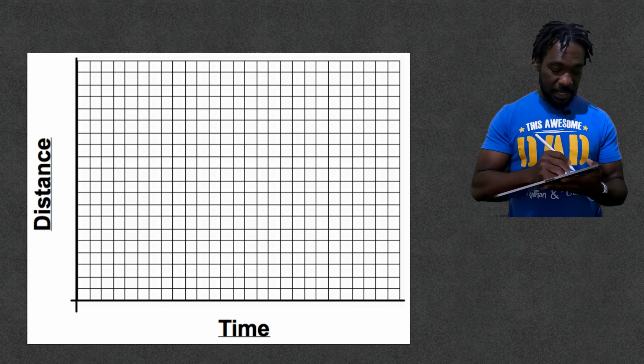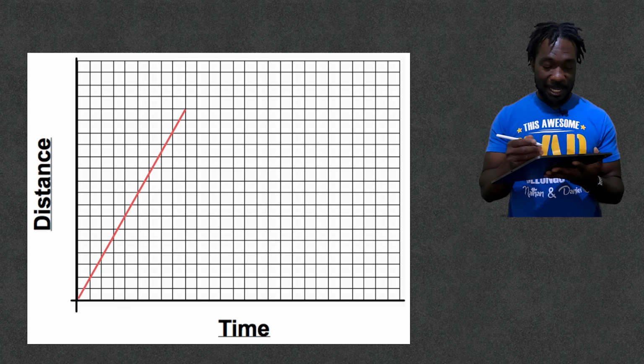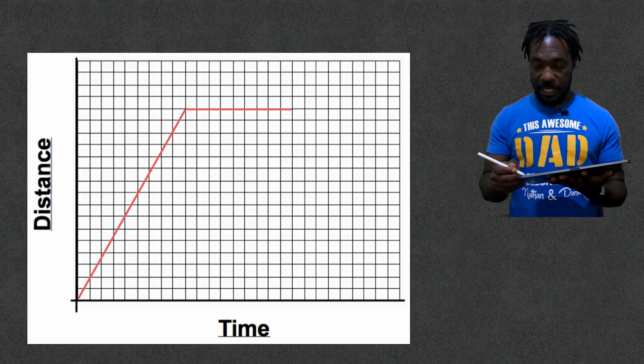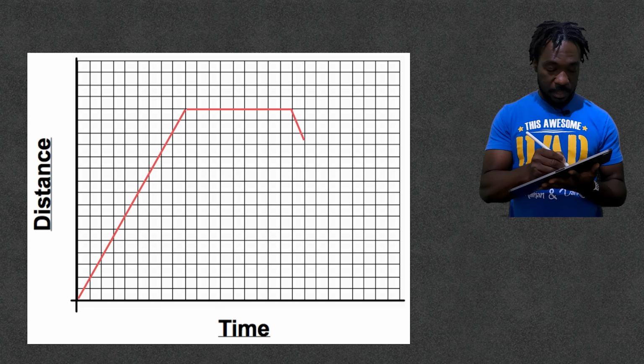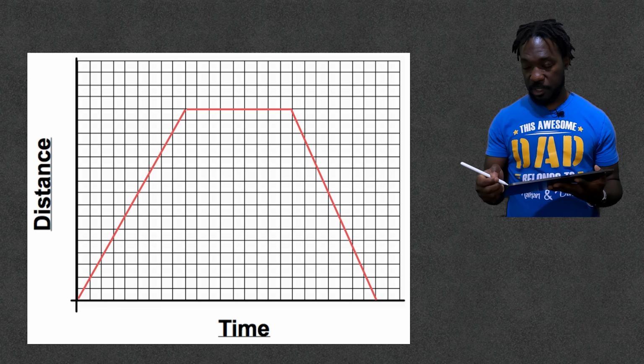So here, first thing that you're going to see on a distance time graph is you're going to have lines, a line going up like that. You will also have lines going across like that. And you will also have lines that are going down like this. So let's establish a few bits and pieces before we get going.